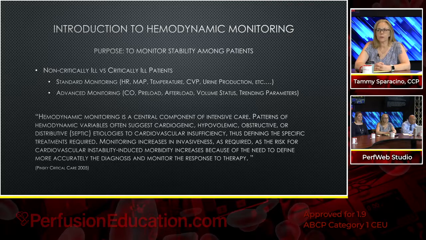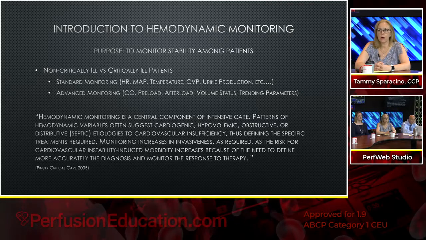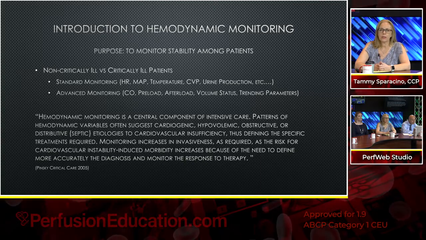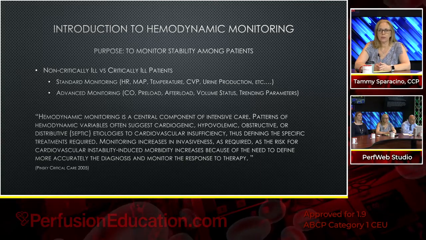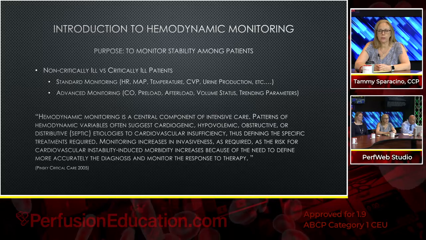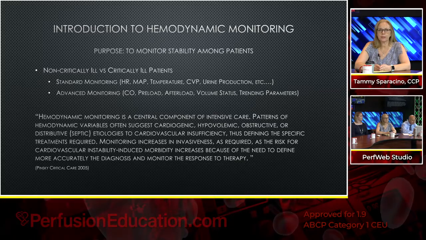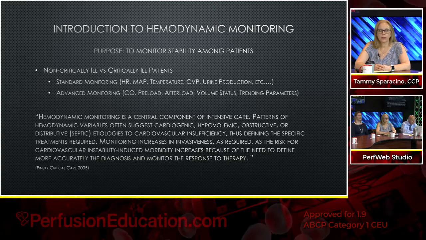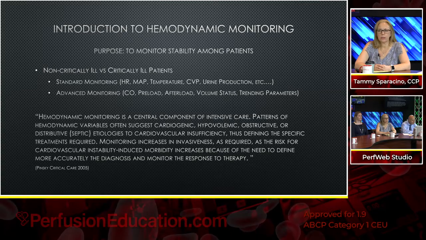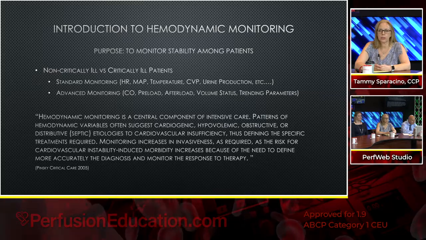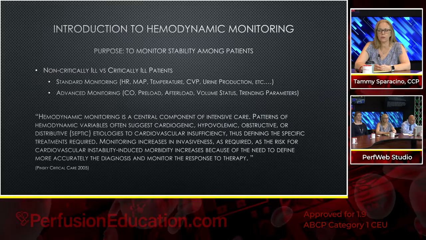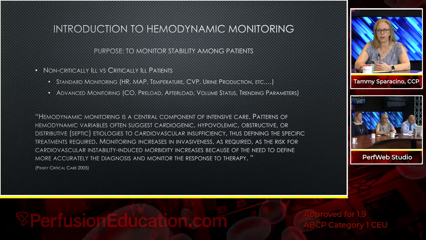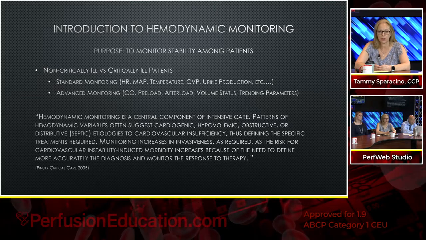Okay, what's the purpose? Why do we want to do this? Well, we want to monitor stability among patients. And when we're talking about patients, we need to break them down into the non-critically ill versus the critically ill, because you're going to have different types of monitoring that you're going to do, of course. For a non-critically ill patient, just the standard monitoring of heart rate, mean arterial pressure, temperature, CVP, urine production, etc. Those types of things are usually standard enough, can give you enough information to see how your patient's doing.